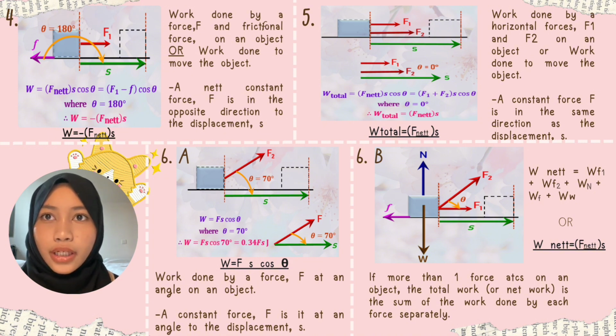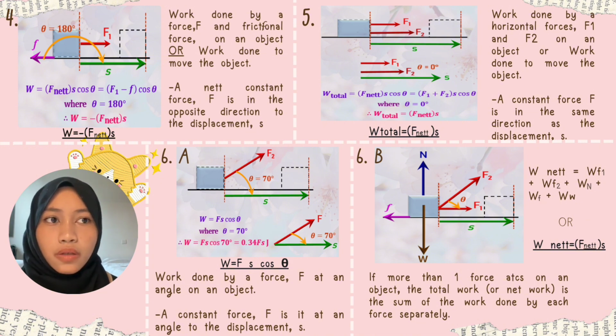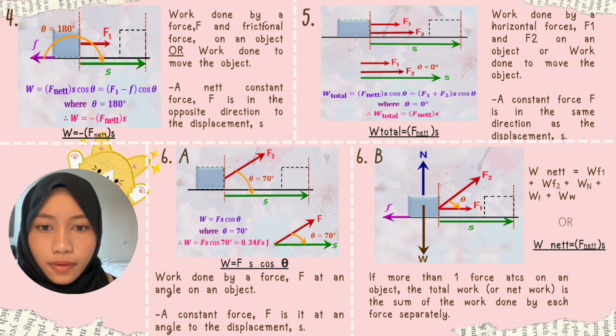Number 4. Work done by a force F and frictional force on an object, or work done to move the object. A net constant force F is in the opposite direction to the displacement. The formula for number 4 is W equals negative F net s. Number 5. Work done by horizontal forces F1 and F2 on an object, or work done to move the object. A constant force F is in the same direction as the displacement. The formula is W equals F net s.